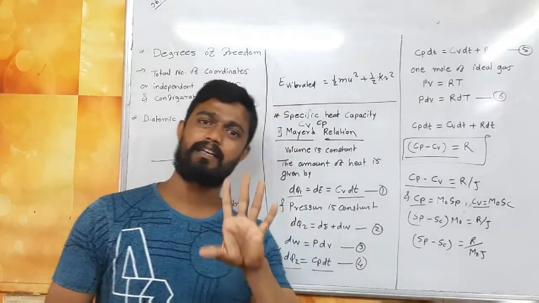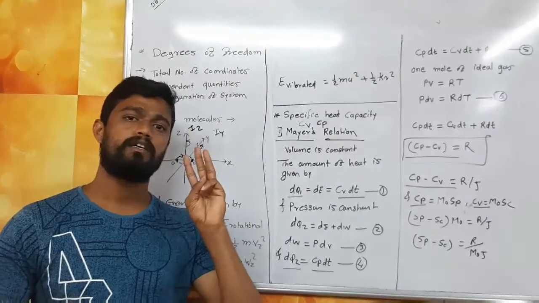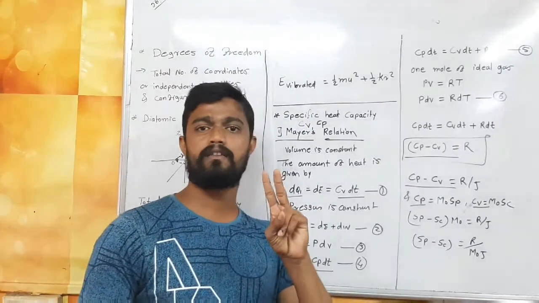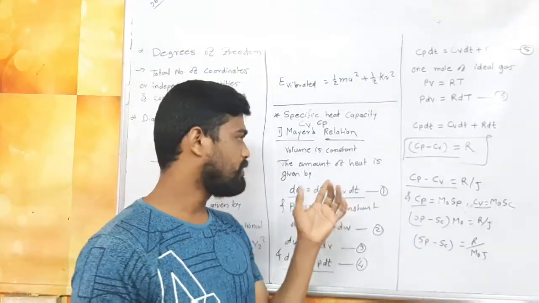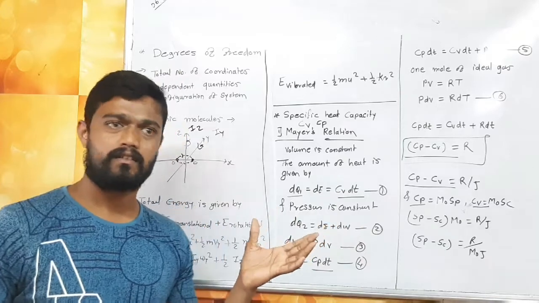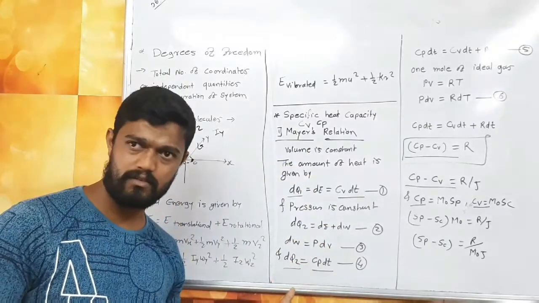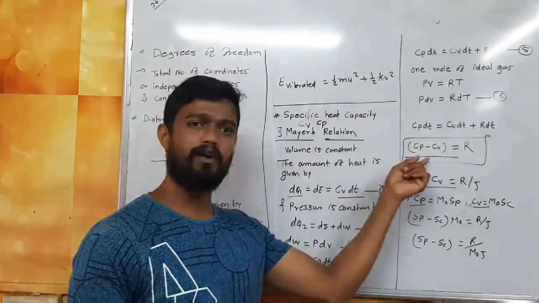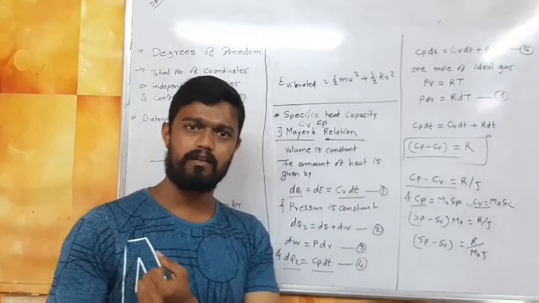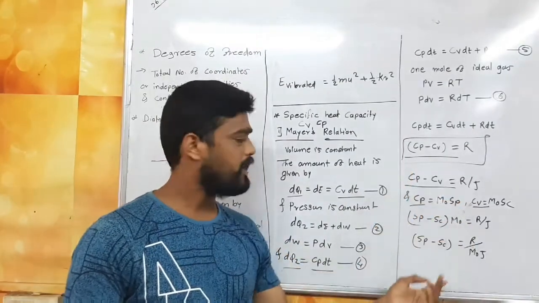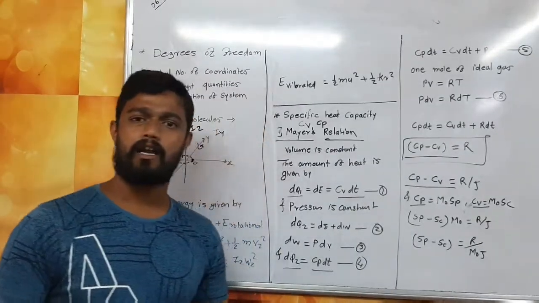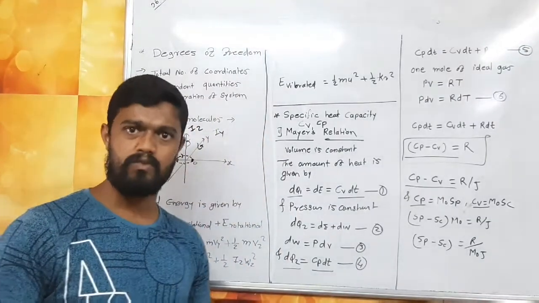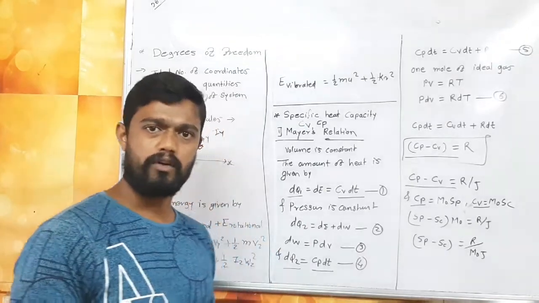Okay. Specific heat capacity depends on two quantities. Which ones? Cv and Cp. For 1 mole of ideal gas, we discussed the Mayer relation. You got this one: Cp minus Cv is equal to R. Just we modified this, and you got Sp minus Sv is equal to R upon M0 J. Okay. Today we stop here.